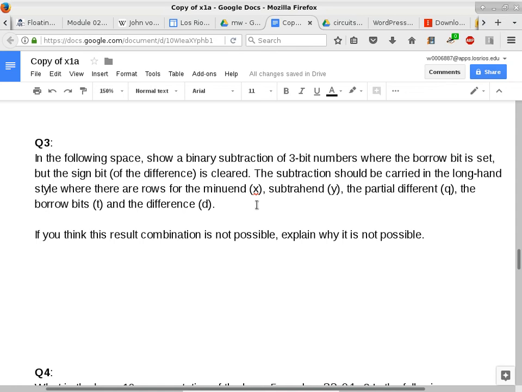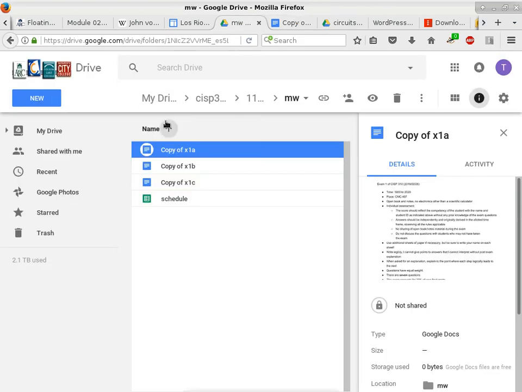So you have to get all those rows. If you think this result combination is not possible, explain why it is not possible. But it is possible, you just have to show me that it is possible. Did anyone get a version that is not asking when the borrow flag is set and the sign flag is clear? No? I'm pretty sure that's a different version. Let me check.